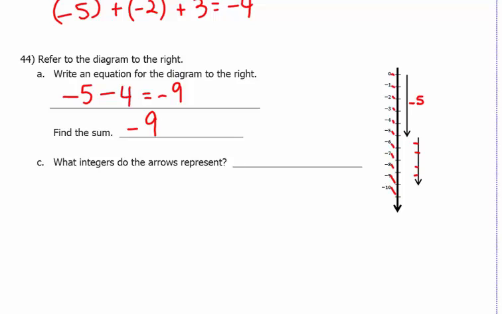What integers do the arrows represent? Well, the first one was negative 5. And the second one represented negative 4.